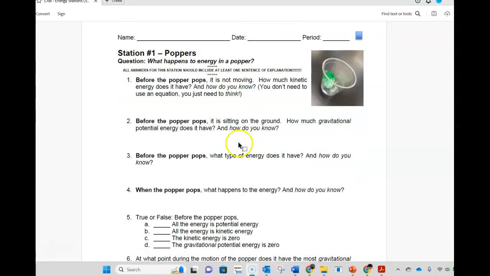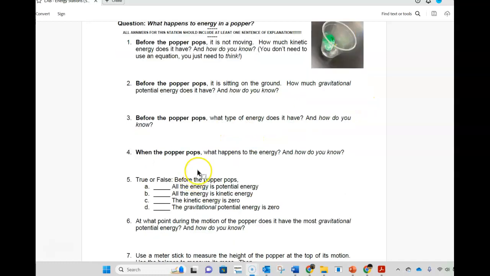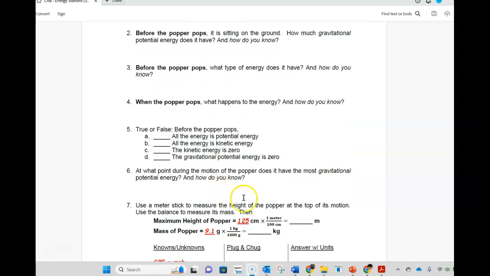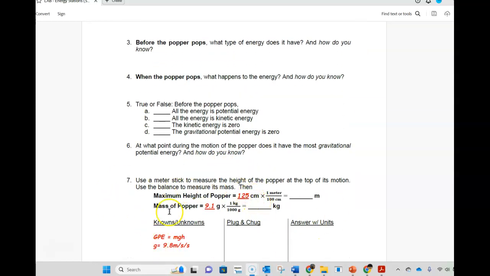In Schoology there are videos for the first 2 stations. The first station is a popper station. Here you will answer these questions. Watch the video so you see the toy that you're actually using. But essentially down here is where your information is.